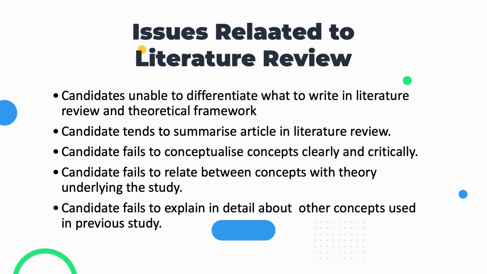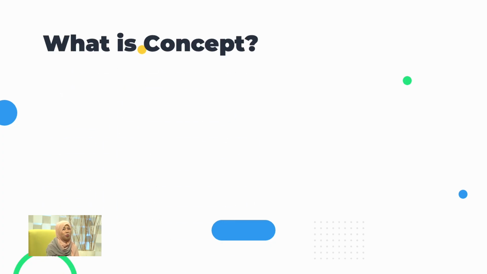Okay, and then the candidate fails to conceptualize concepts clearly and critically. This is also a problem, where the researcher should know what variables, what concepts they are going to take or put as one of the variables in the research. Okay, and then the candidate fails to relate concept and theory, and fails to explain other concepts used in previous studies. So it must be clear. Okay, so this is what a concept is. Just now I mentioned what a concept is.